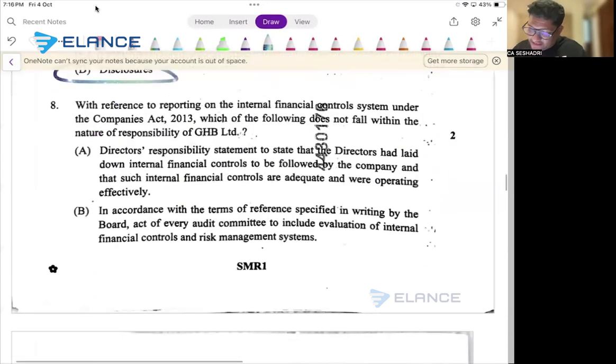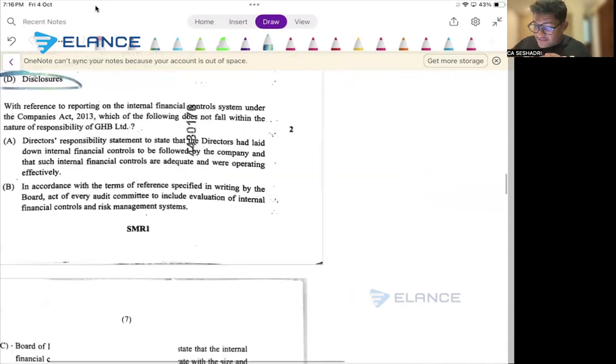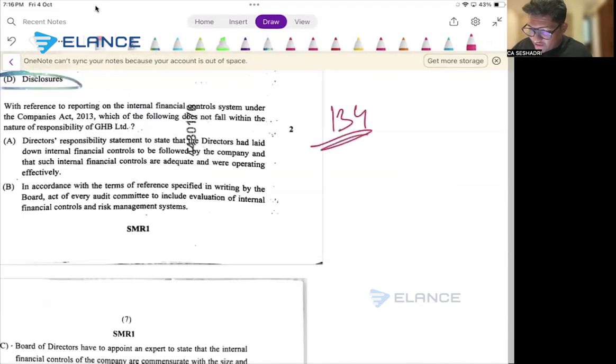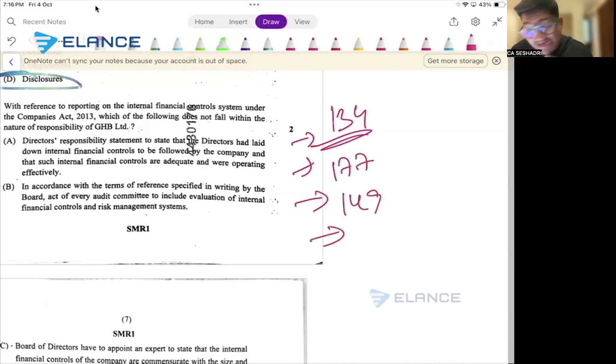Come to 8th question now. With respect to internal financial control under Companies Act, very important from unit number 3. You have many things. You have section 134 independent auditor report. You have to mention about internal financial control. 177 audit committee also has to do. Next 149 independent director code. That also you have to follow. 134 is there, 149 is there, 177 is there.